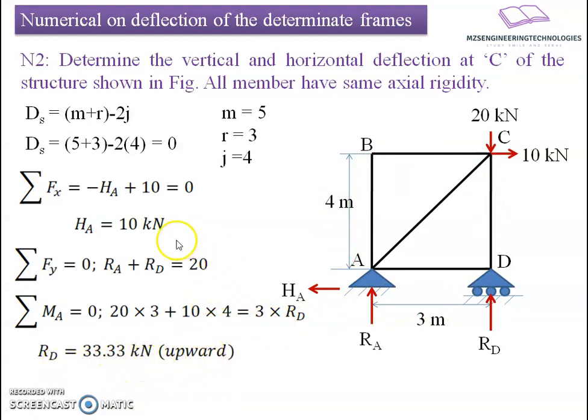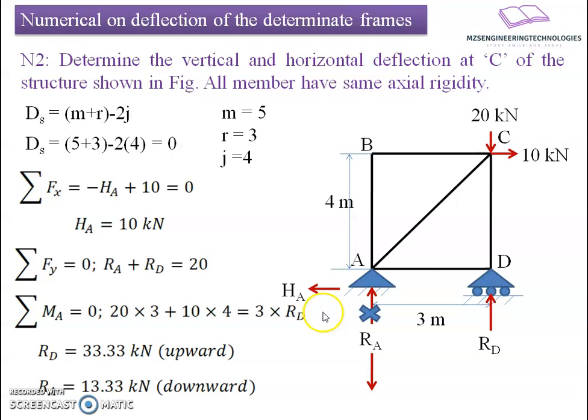Now we'll substitute this back into the first equation, RA plus RD equals 20. From this, we get RA equals minus 13.33. It means the minus sign says the assumed direction is wrong. We have to change the direction here. The consideration will be towards downward. So I will make the change in the figure and revert the direction towards downward.